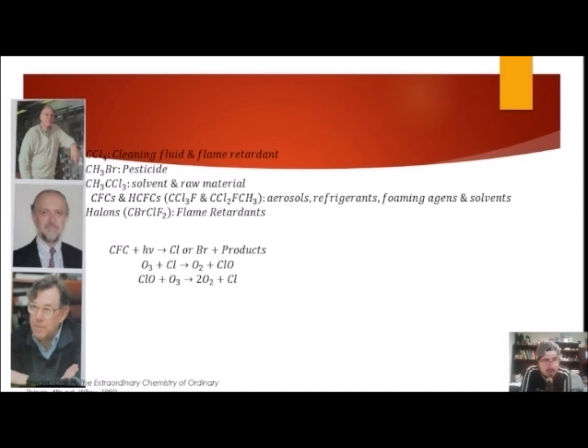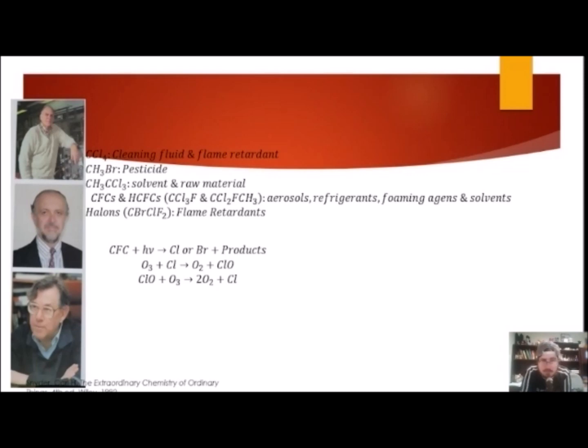We have various CFCs, chlorofluorocarbons, and hydrochlorofluorocarbons, like trichlorofluoromethane or dichlorofluoroethane, which are used in just about everything. They were used in aerosols for hairspray and various other sprays to help get the chemicals into the air. They were used in refrigerants. They were used as foaming agents and solvents.